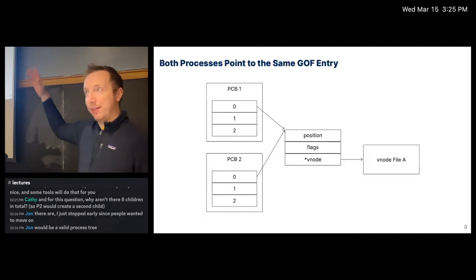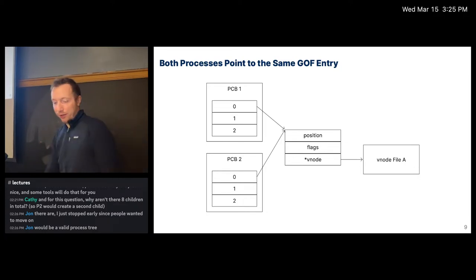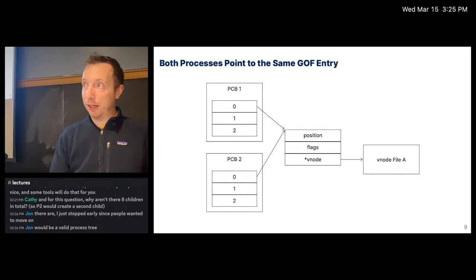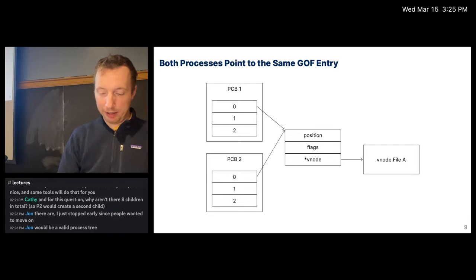Because both processes are pointing to the same entry, if one process changes that position and the other process is still pointing to it, well, guess what? It's now using that same position. So one process can actually affect the other one through file descriptors, which may not be something you expect.